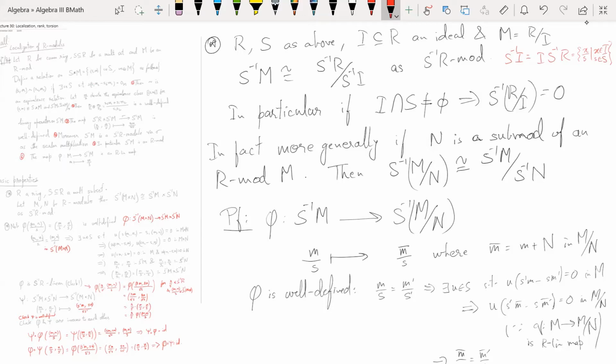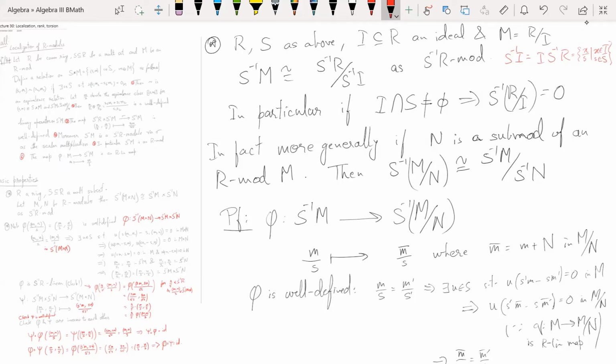Because if I intersection S is non-empty, then some element of S inverse I will be a unit. Say it contains an element little s, then s over 1 will be in S inverse I, so s over s will be in S inverse I. But s over s is the same as 1 over 1, which is the unit in S inverse R. So S inverse I will be the whole ring, this quotient will be the zero quotient, and that tells you that S inverse M is 0.